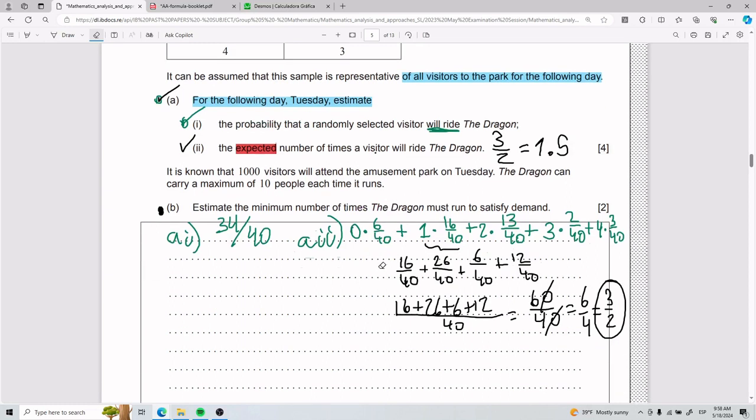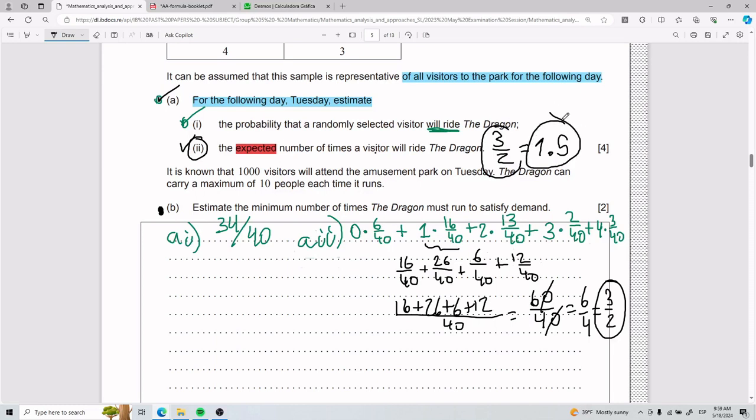So, let's take a moment to think about this. Usually for the IB, not always, but usually, and it's a big hint, what you do in part B needs something from part A. It's not always the case, but a lot of times it is. And so here, part A double I is something directly needed for part B. So, the expected number of times a visitor will ride the dragon, we said it was 3 over 2, we said it was 1.5.